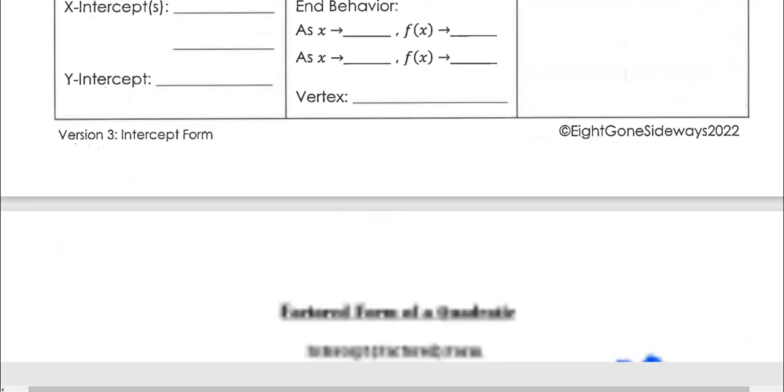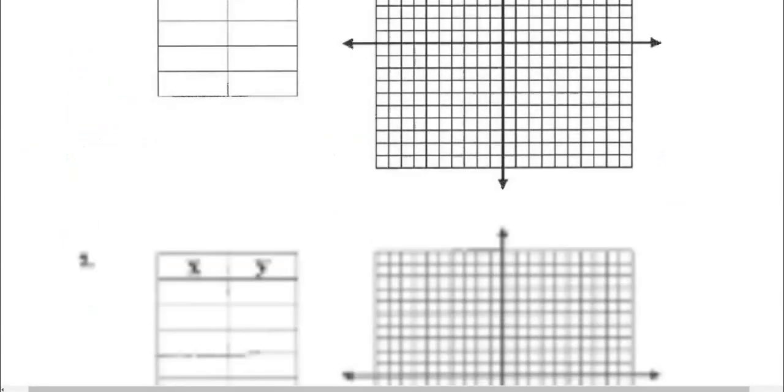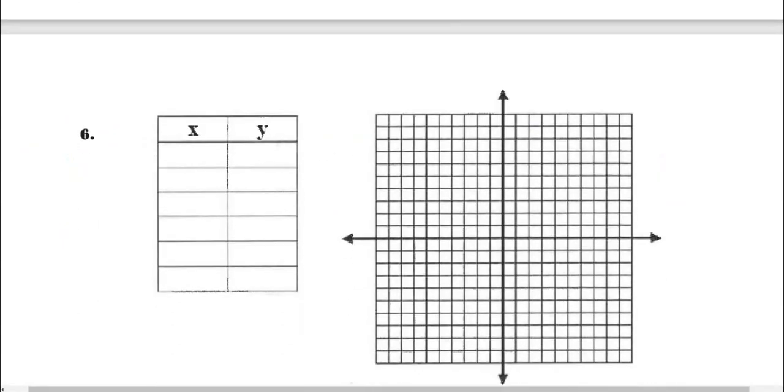Okay, +2, -8, where are we at? Here we go. One, 2, and then 8. 1, 2, 3, 4, 5, 6, 7, 8.